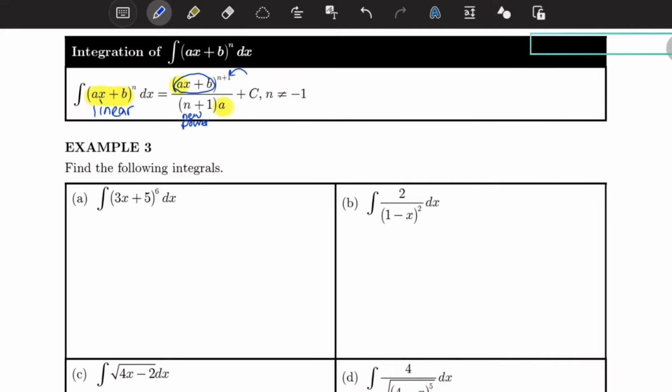So we go to example number 3. Find the following integrals. Integrate (3x power of 5) power of 6.